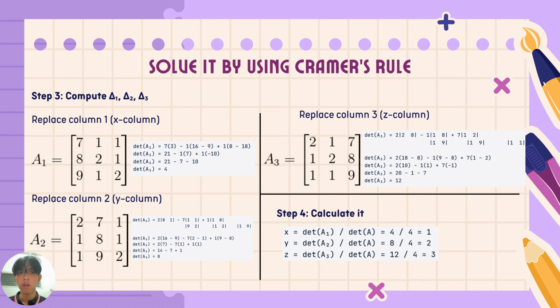And now we have all the values we need. The final step is a simple division. X equals delta 1 over the main determinant. 4 over 4 we get 1, Y we get 2, Z we get 3. And that's it. X is 1, Y is 2, and Z is 3. That's how Cramer's rule works.